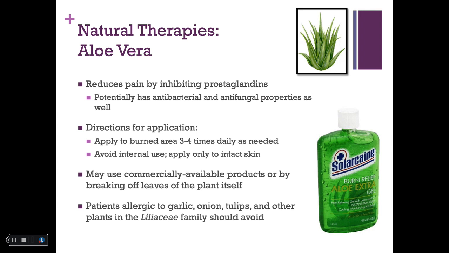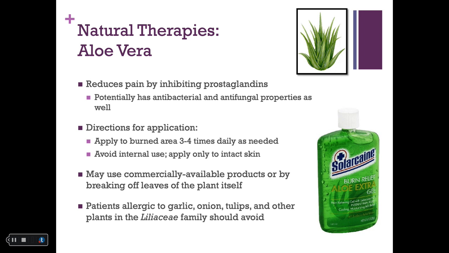Because we've talked about all of those products previously, we'll talk about another natural product that's specific to burns that we haven't mentioned, which is aloe vera. So aloe actually reduces pain by inhibiting prostaglandins. It's going to have a similar anti-inflammatory effect, and it sometimes also has antibacterial and antifungal properties. This one you use 3 to 4 times a day as needed. It's only meant to be used on intact skin.